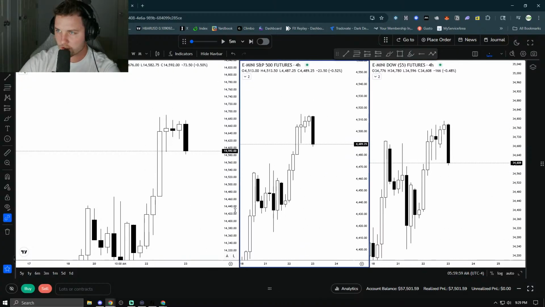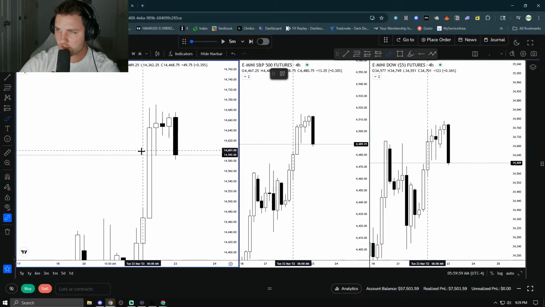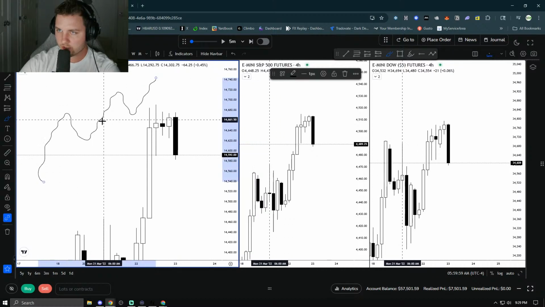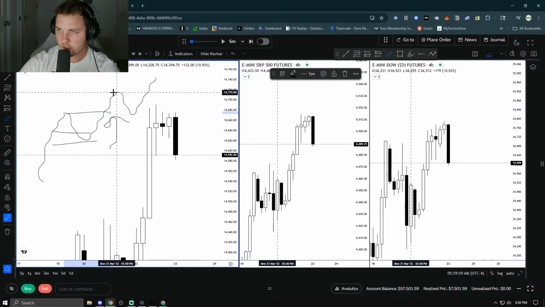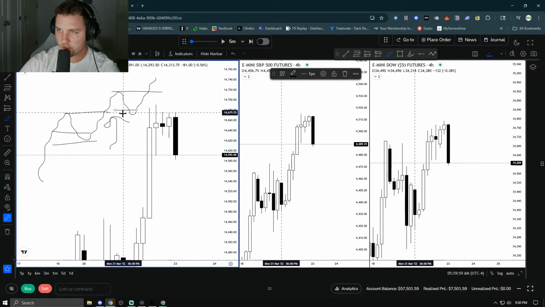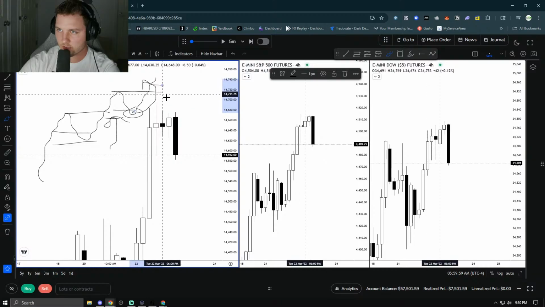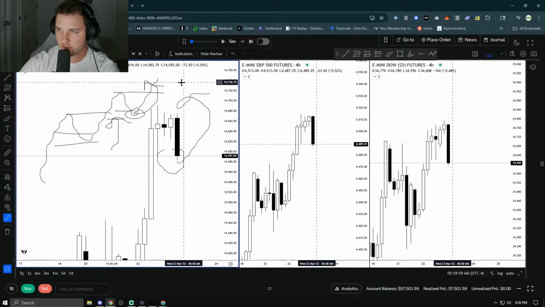We're sweeping internal, right? Because we know markets go from external to internal, right? So internal here to external. So internal to external.